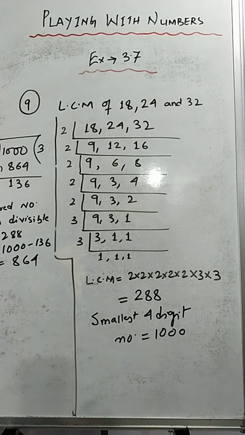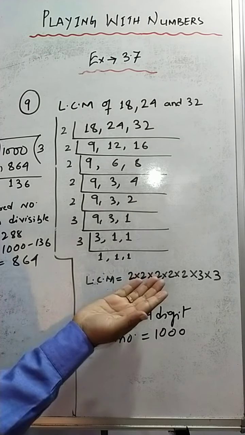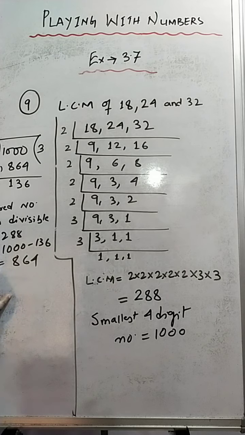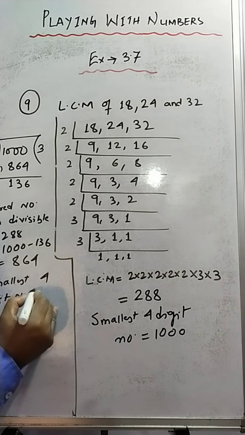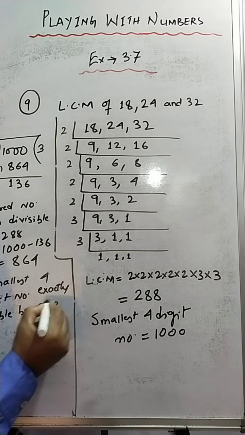We have learned this. But 864 is a 3-digit number, students. What we have to find out is the smallest 4-digit number. So what will be the next number which is divisible by 288? Therefore, the smallest 4-digit number exactly divisible by 288, that will be what?